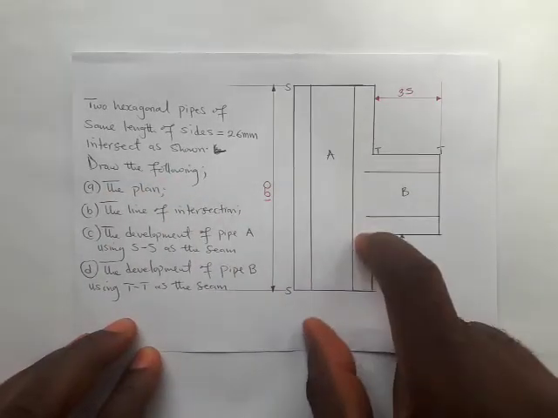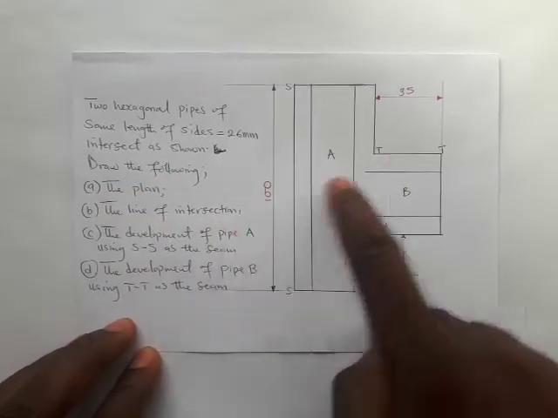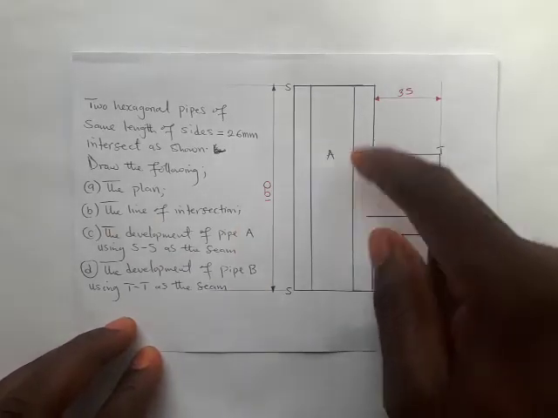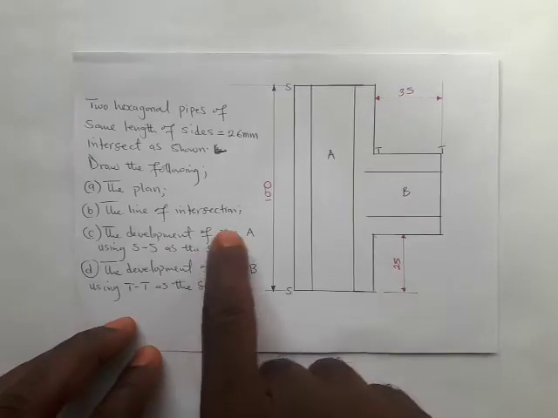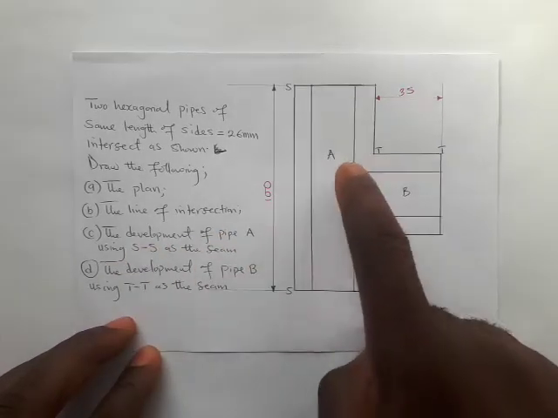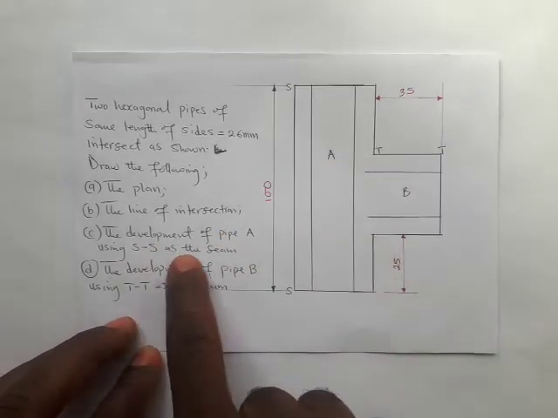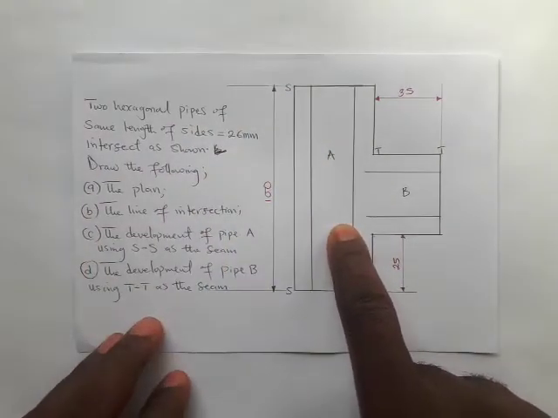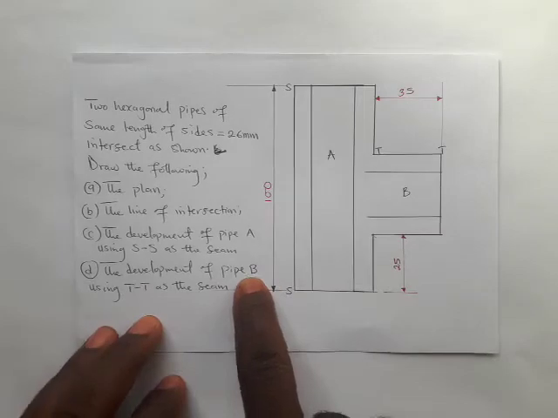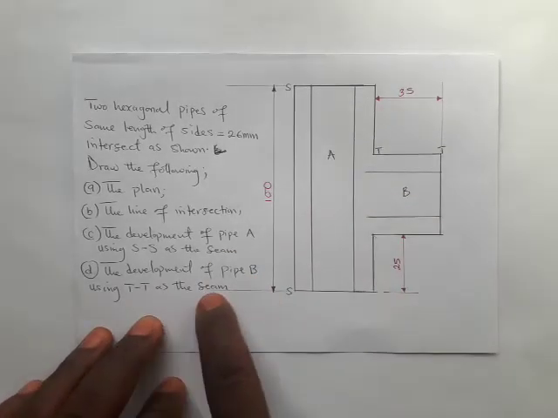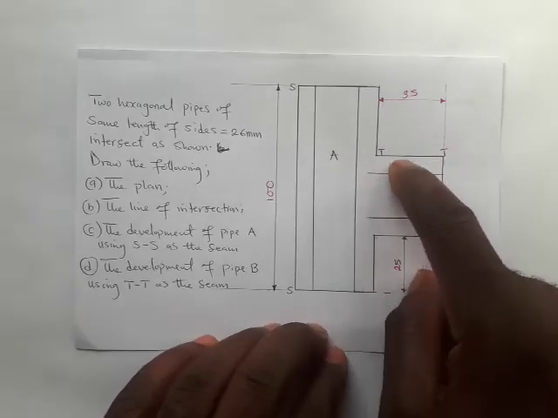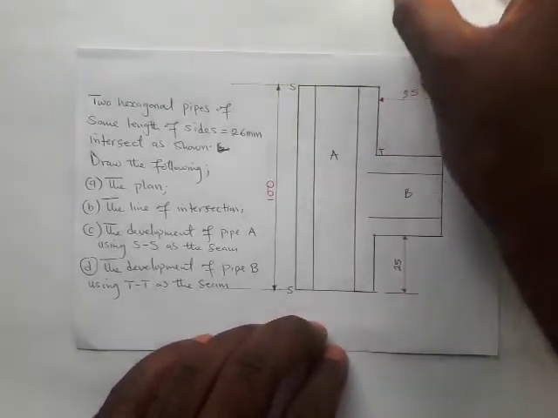We're going to draw the plan. The line of intersection, where this pipe B connects or intersects with this pipe A, that's the line of intersection. The development of pipe A, we're going to develop pipe A using SS as the seam. So this is the seam, we're going to develop it to the left. Then the development of pipe B, using TT as the seam. So this is the seam of pipe B, and we're going to develop up.